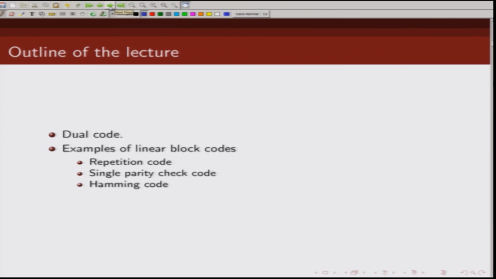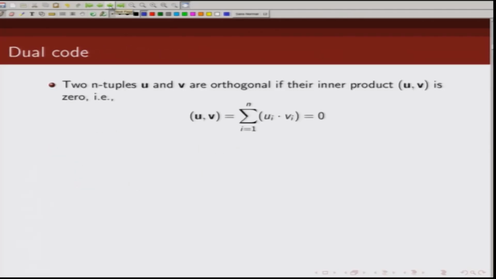Before I discuss some examples of linear block codes, I will first describe what I mean by the dual of a code, and then I will move on and describe some very simple linear block codes such as the repetition code, single parity check code, and Hamming code.